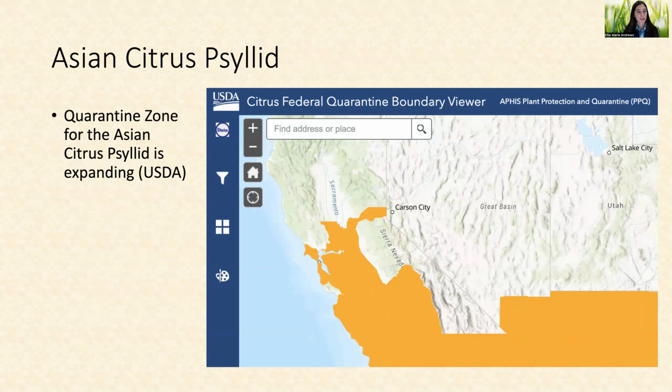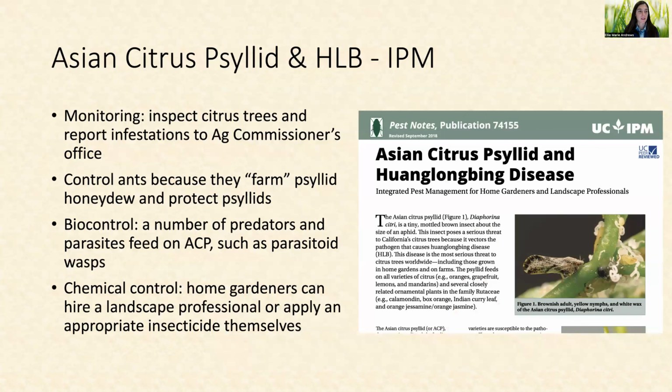And like I mentioned, the quarantine zone is expanding, unfortunately. This is a map from the USDA showing that it's just something to have on our radar. So monitoring is important. We want to inspect citrus trees and report any infestations of the Asian citrus psyllid to the Ag Commissioner's office. You want to control ants in general for a lot of reasons, but also because they farm psyllid honeydew and protect the psyllids against biological predators.